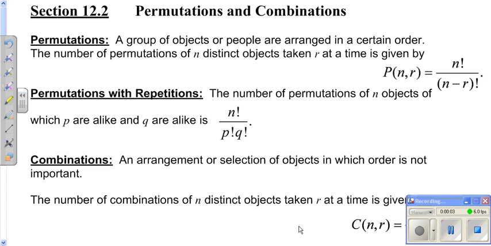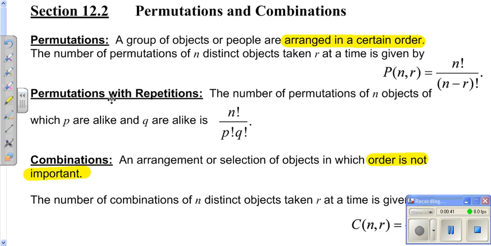Okay, permutations and combinations. Basically, we're wondering how many different ways can objects be selected or arranged. Now, the key phrase with permutations is they need to be arranged in a certain order. The order makes a difference. With combinations, the order is not important. So a group of Chris and Chad would be the same as Chad and Chris. However, if it was an arrangement, those would be two different possibilities.